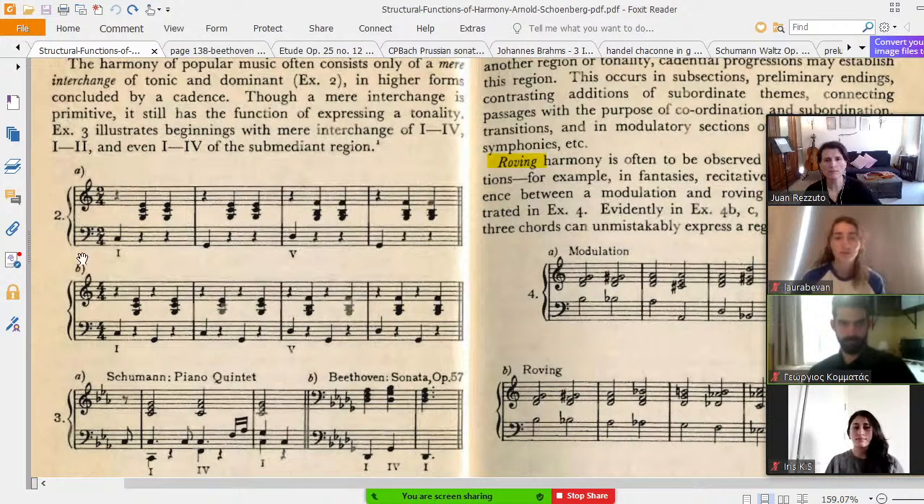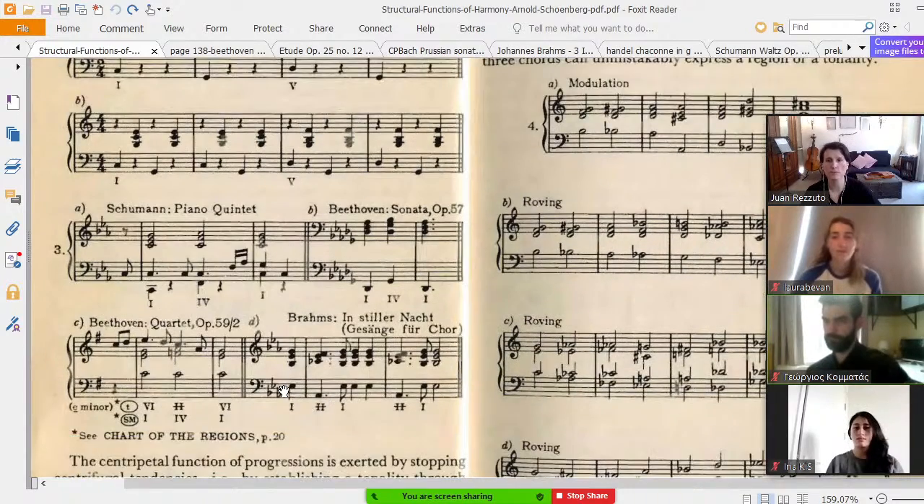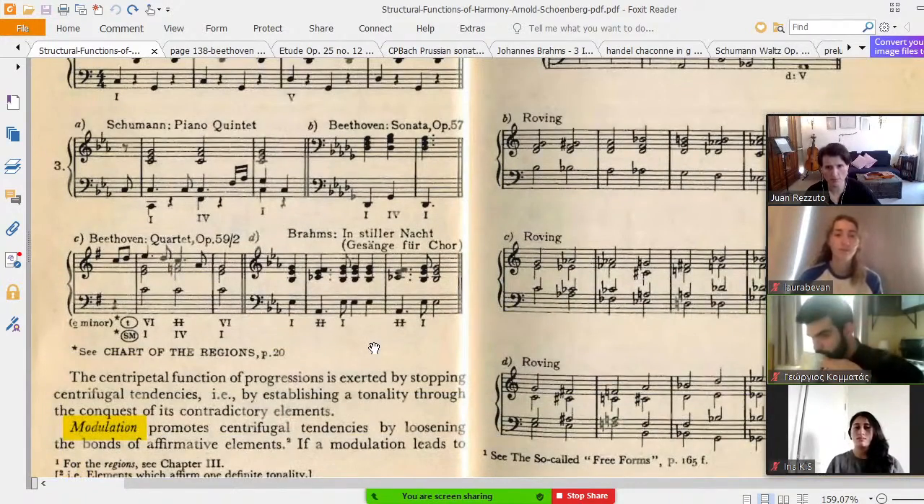Of course, you have another example, Schumann, piano sonata. Example 3 here illustrates the beginning with a mere interchange 1, 4, 1, 2, and even 1, 4. So you have several examples.